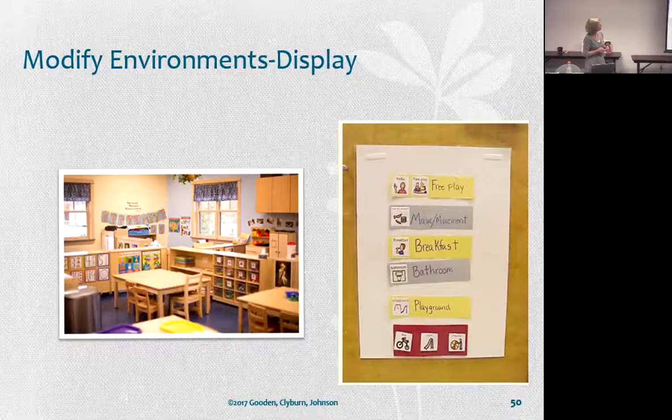So let's look at how we can modify our environments in terms of display. What do you see here? How have we made modifications in terms of display? Artwork. The artwork. Yep. Children's artwork on the wall. It's like things are labeled. Yes. Things are labeled on the shelves. Pictures. Yes. It's really helpful for kids that need to know what's coming next.